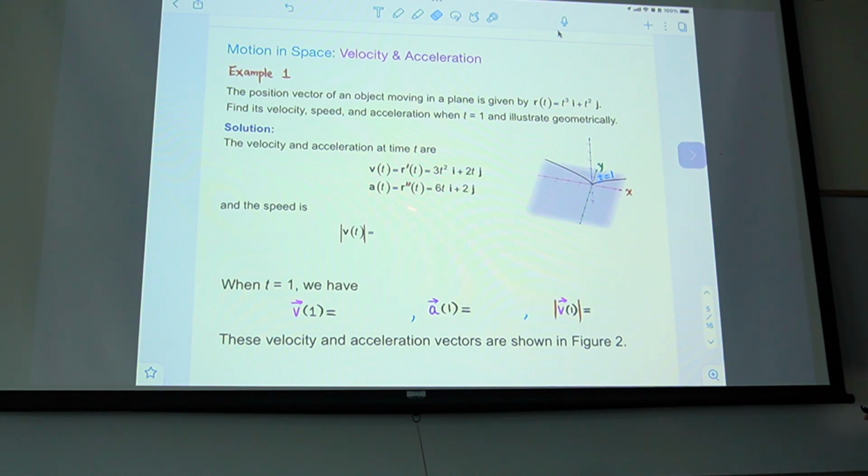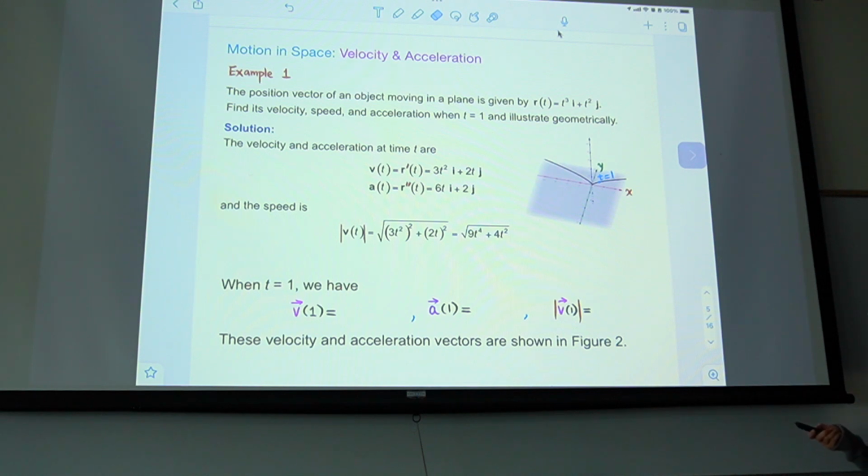Okay. And how do we figure out the speed? It's a magnitude, right? So we just figure out the magnitude of this. We take the square root of the square of 3t², plus the square of 2t. Okay, so this is the speed. It is a scalar function.